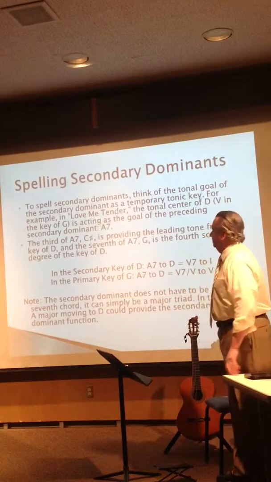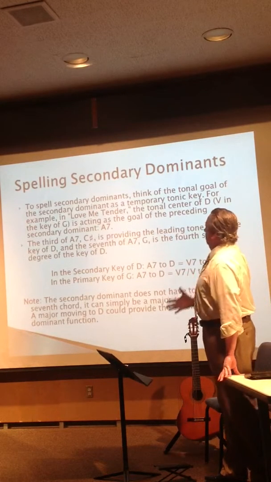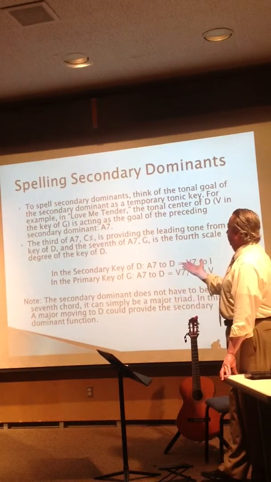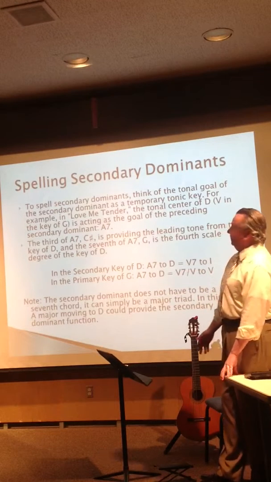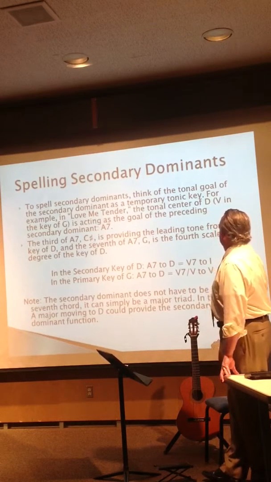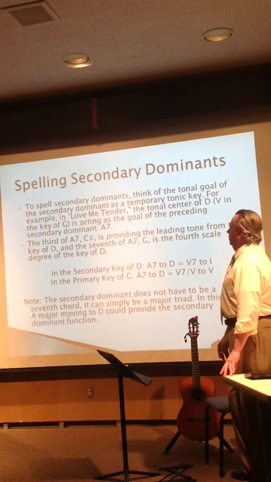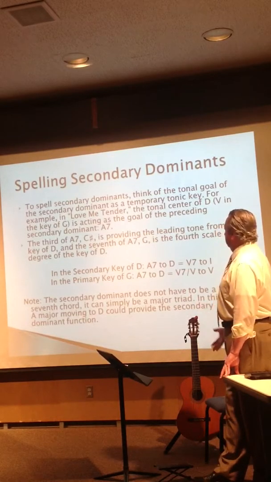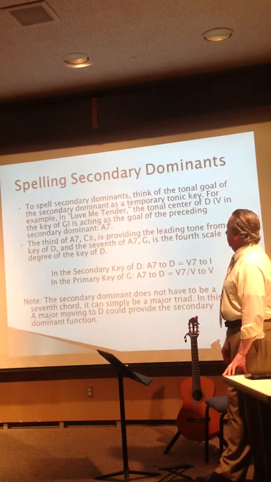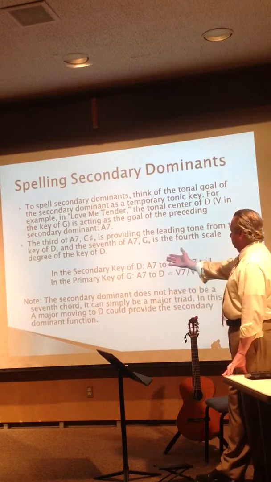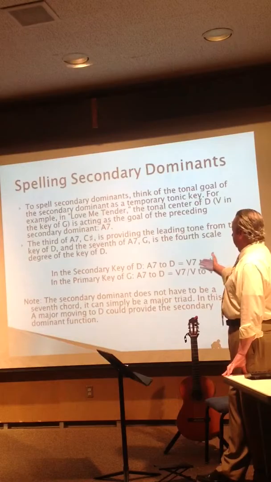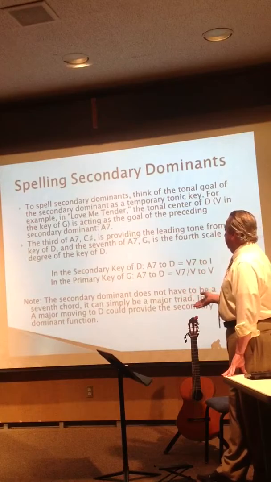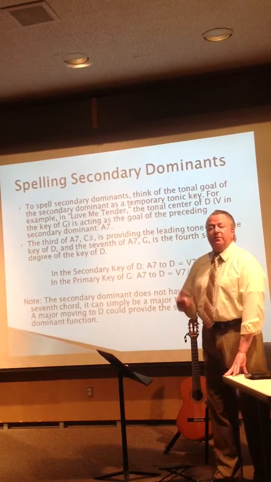Spelling secondary dominants. To spell secondary dominants, think of the goal of the secondary dominant as a temporary tonic key. For example, in Love Me Tender, the chord D, 5 in the key of G, is acting as the goal of the preceding secondary dominant. The third of A7, C sharp, is providing the leading tone from the key of D, and the 7th of A7, G, is the 4th scale degree of the key of D. In the secondary key of D, A7 to D is 5-7 to 1. In the primary key of G, A7 to D is 5-7 of 5 to 5.